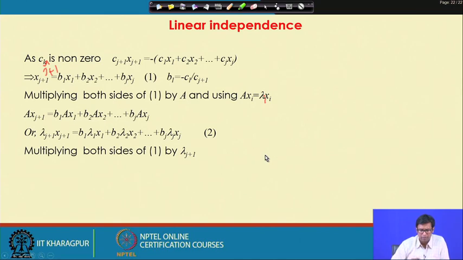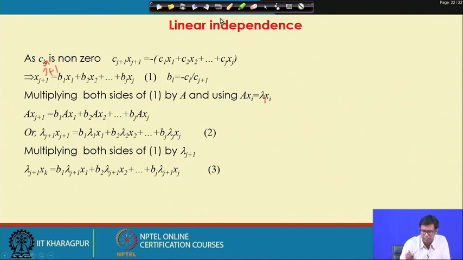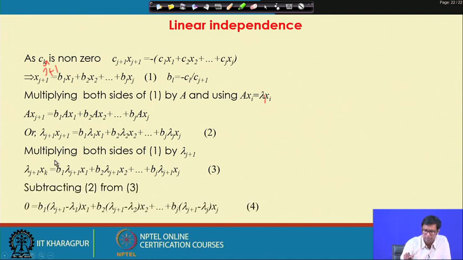Now, multiplying both sides of 1 by lambda j plus 1, we get lambda j plus 1 x j plus 1. This is not k, this is j plus 1, so it was wrongly written as k. Lambda j plus 1 x j plus 1 is equal to b 1 lambda j plus 1 x 1 plus b 2 lambda j plus 1 x 2, etc.